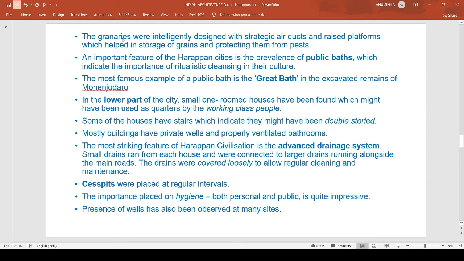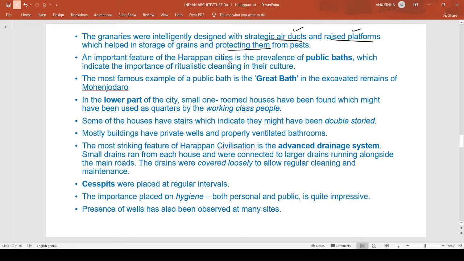Now, the next is the granaries were intelligently designed with strategic air ducts and raised platforms which helped in storing of grains and protecting them from pests. So, granaries were basically designed in a very strategic way where we have places for air ducts and it was on the raised platform so that we can protect it from the pest.